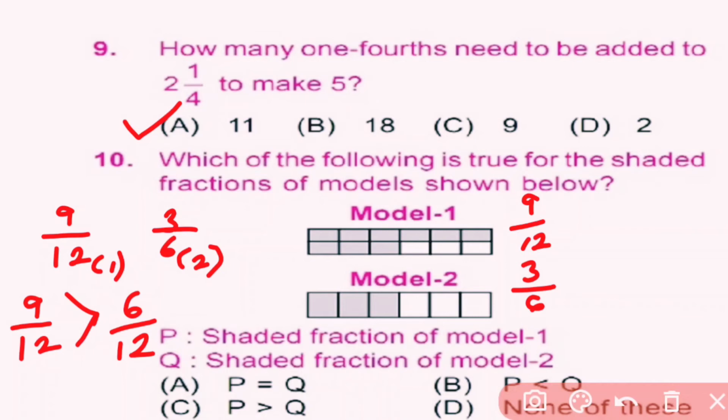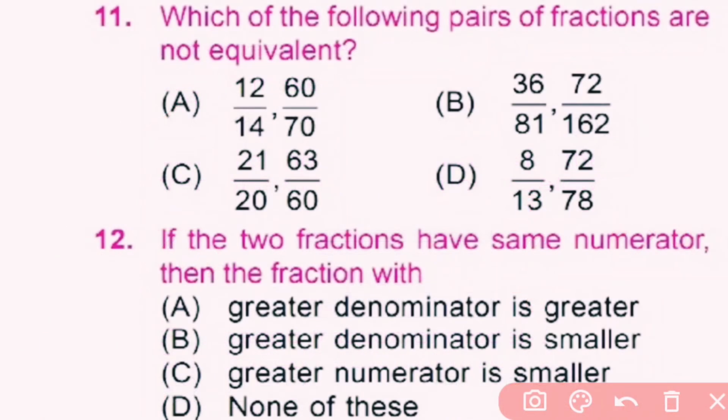So model 1 is greater than model 2. Model 1 is P. So P is greater than Q. So here C is the correct answer. Question number 11. Which of the following pairs of fractions are not equivalent?